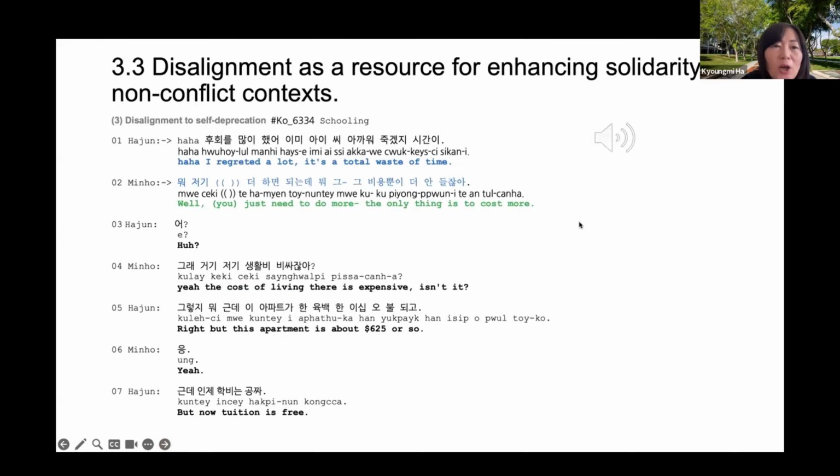So in this conversation, we can observe a self-deprecating remark. I'm going to play the audio file again.